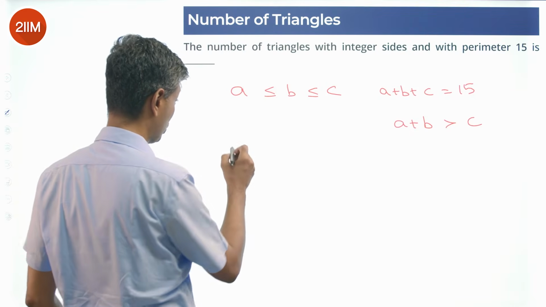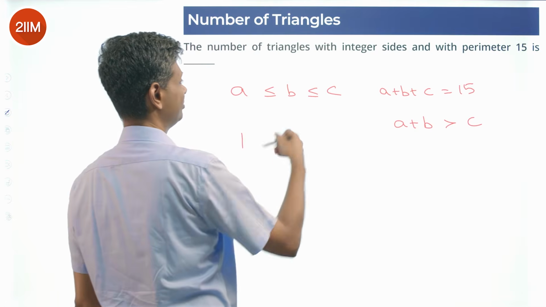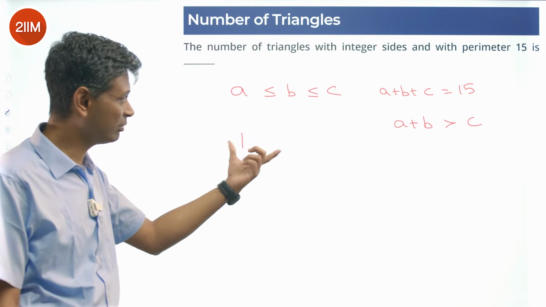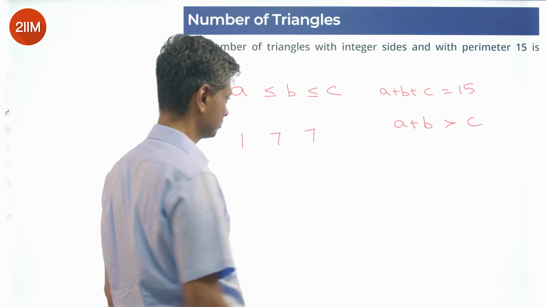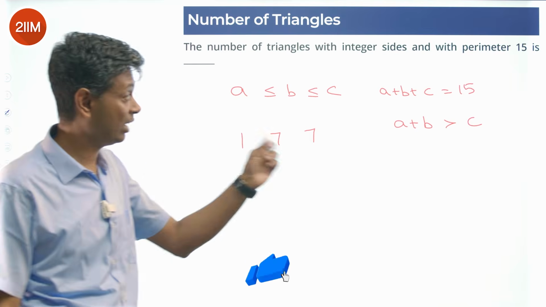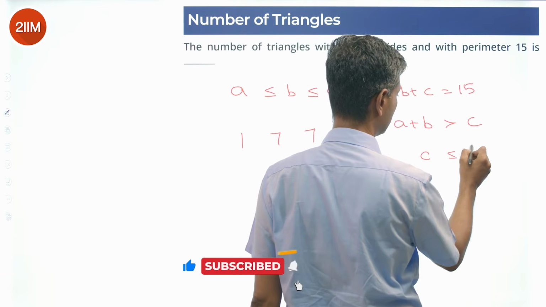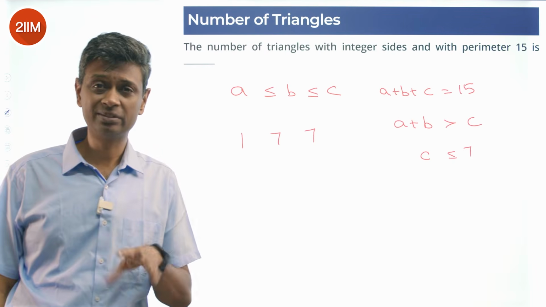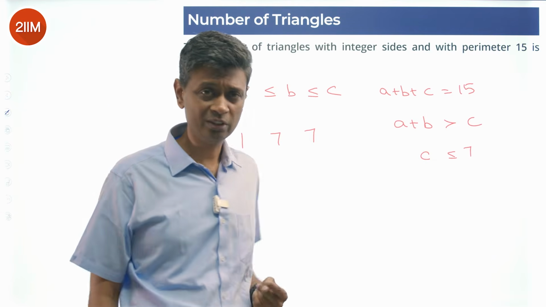If I put A is 1, 1, 1, 13 doesn't work. 1, 2, something doesn't work. 1 plus 2 should be more than the remaining. Only possibility is 1, 7, 7. And 1, 6, 8 doesn't work. 1 plus 6 is less than 8. When A plus B is greater than C, C is less than or equal to 7. If C were 8, A plus B would be 7. Not possible. C is less than or equal to 7. With A being 1, there's only one triangle possible.